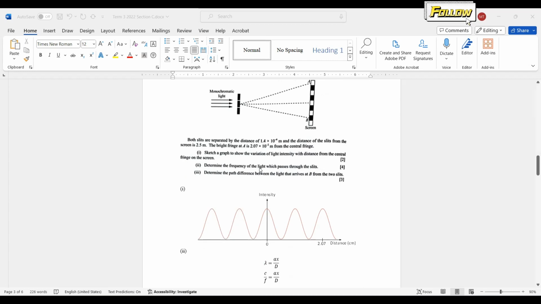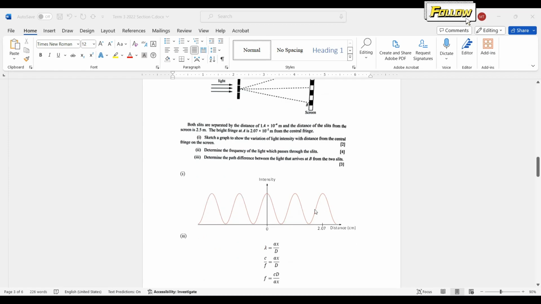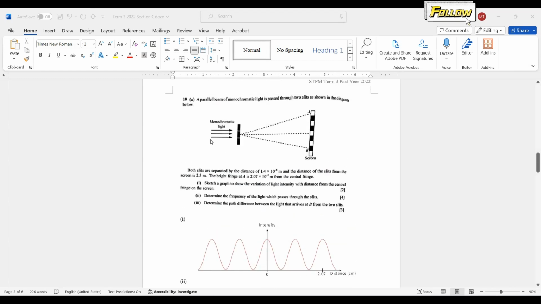Determine the frequency of the light which passes through the slits. So quite simple. We have the formula for the interference pattern. You need to know that by default lambda equals ax over D. To relate it to the frequency, you can apply the formula c equals f lambda, where c is the speed of the light in air. There's nothing mentioned about the medium, so we can assume that the light travels in air in this case.